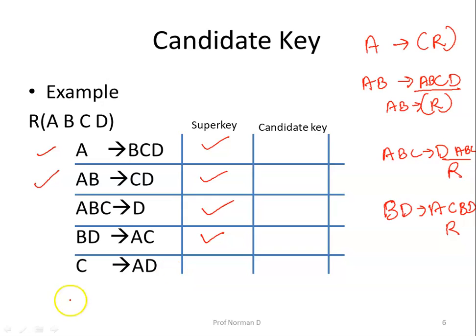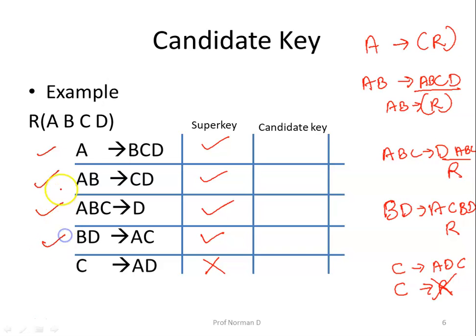What about the last FD? C gives you AD. C gives you A, D and C. So something is missing over here. That means you are not getting the entire relation R. C is not giving you the entire relation R. So C cannot be a key. So this cannot be a super key.